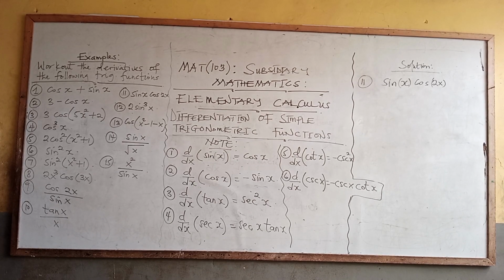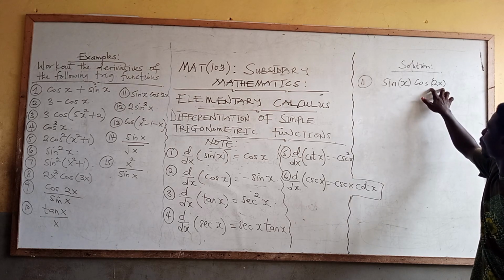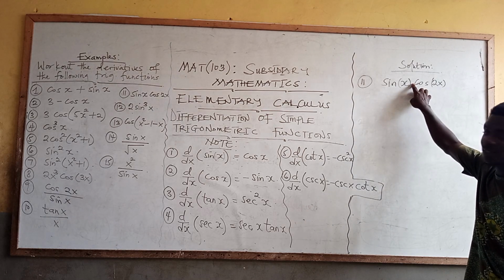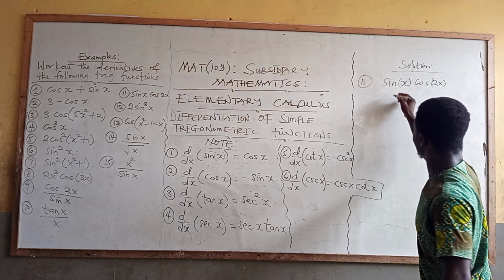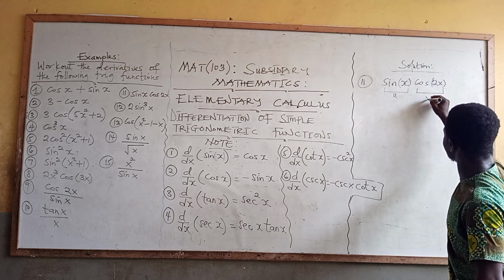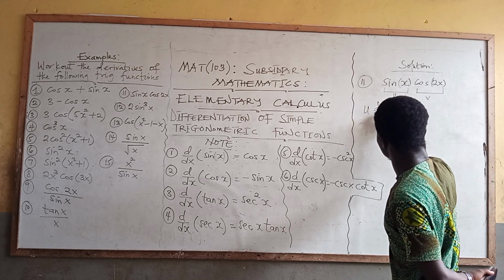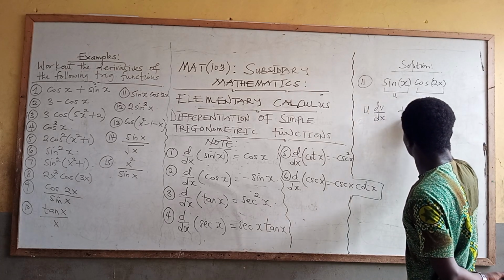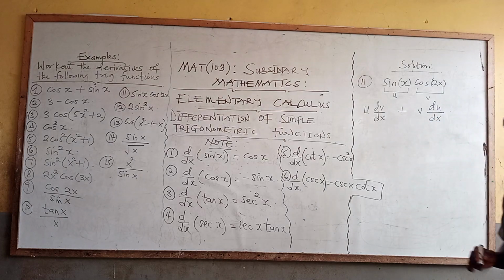So now let's see, sine x cos 2x. Now we can see that here we have x here, and here also we have x, and we are multiplying. So we can apply the product rule. The whole of this is u, and the whole of this is v. So let's apply: u dv over dx plus v du over dx, right?